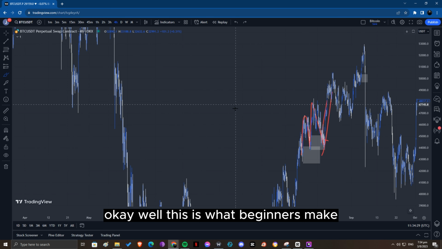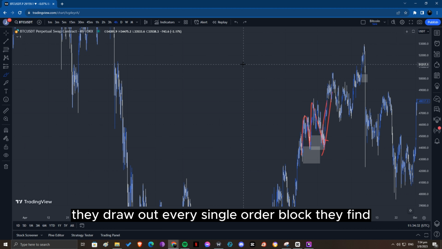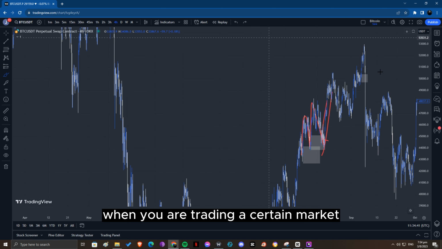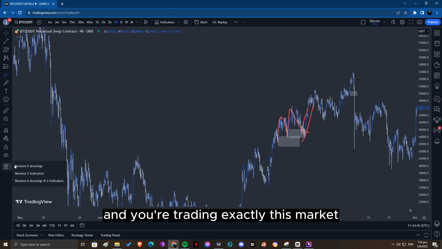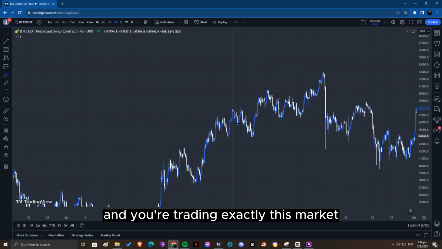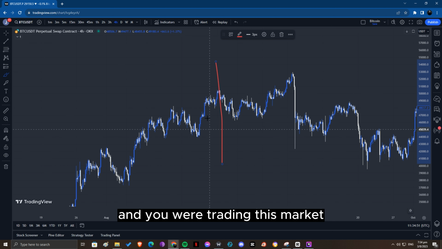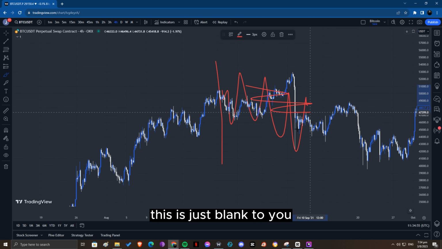Well, this is what beginners make. They do not have context. They draw out every single order block they find, and this shows that they lack direction and purpose. When you are trading a certain market, let's say you are a swing trader and you're trading exactly this market, if the time frame stuck was here and you didn't know what will happen here, this is just blank to you.